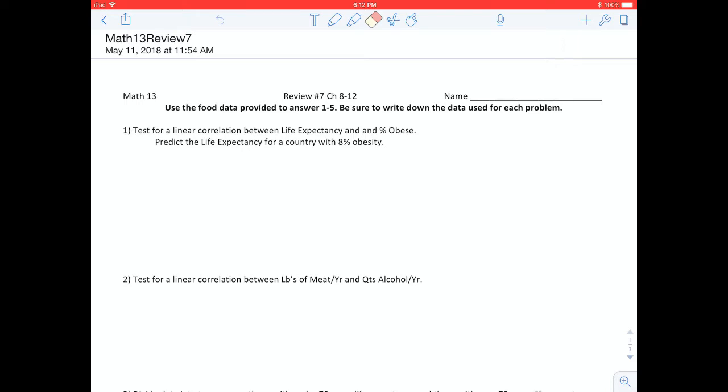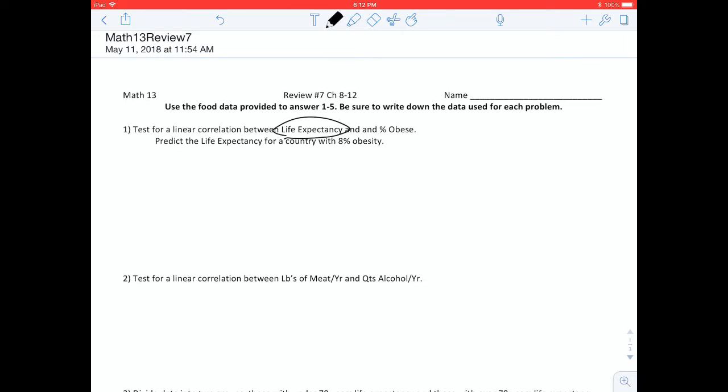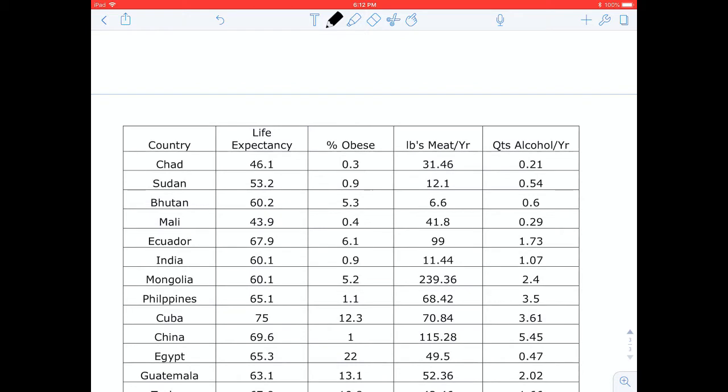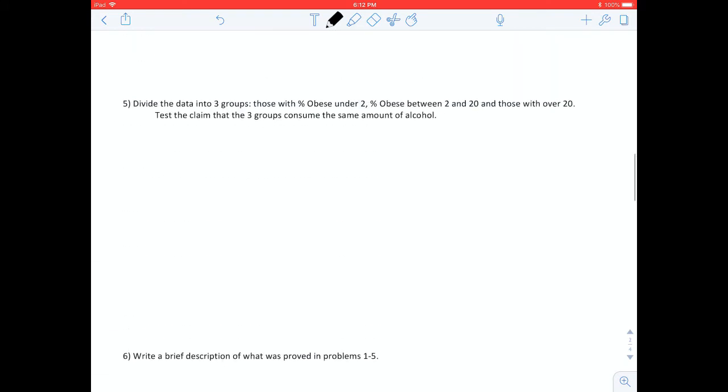So with number 1 and 2, test for a linear correlation. You need to put the data in a list, like list 1. The pencil's not working. There we go. List 1 and list 2, life expectancy and obesity. So, sorry while I zoom down. List 1 will stand for the X's and list 2 for the Y's. And hopefully you know from chapter 10 how to do that, test for a linear correlation.